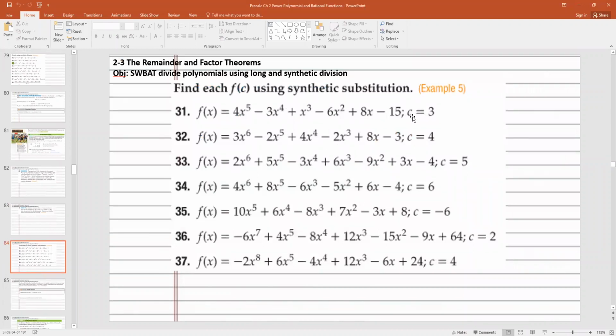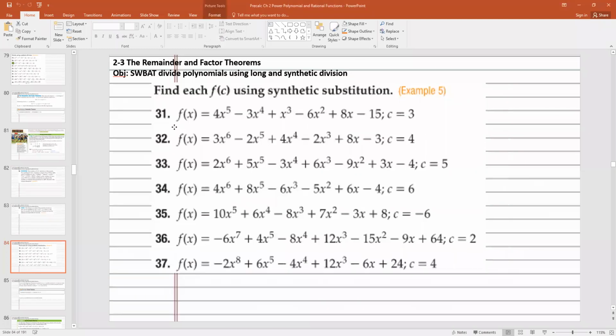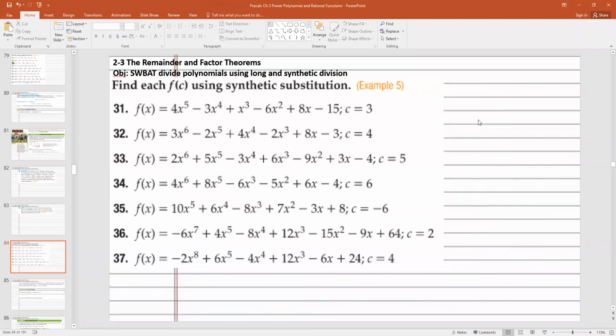So let's try it with this. Okay, here they gave us our C already. All right, so remember that's x minus 3. This would be x minus 3. This would be x minus 4. This would be x minus 5. This one over here would be x plus 6, right? But here they're giving us our C's already. I'm going to move this to the left here so there's some space.